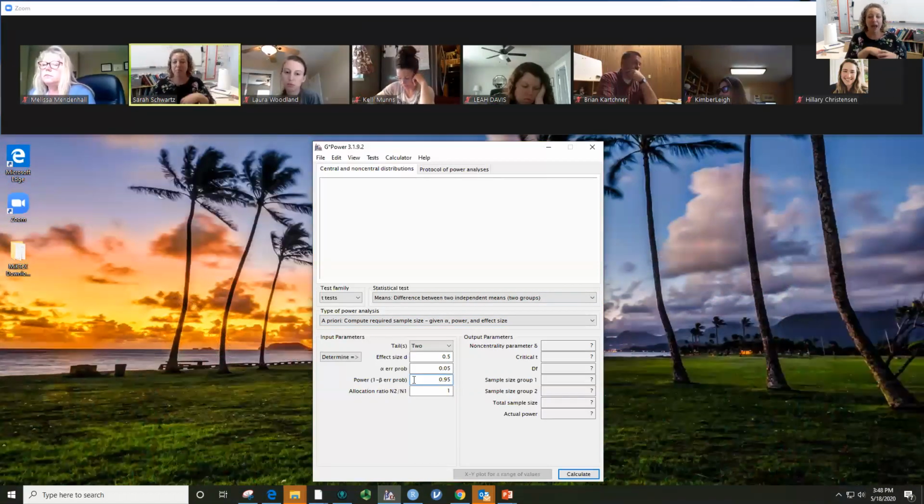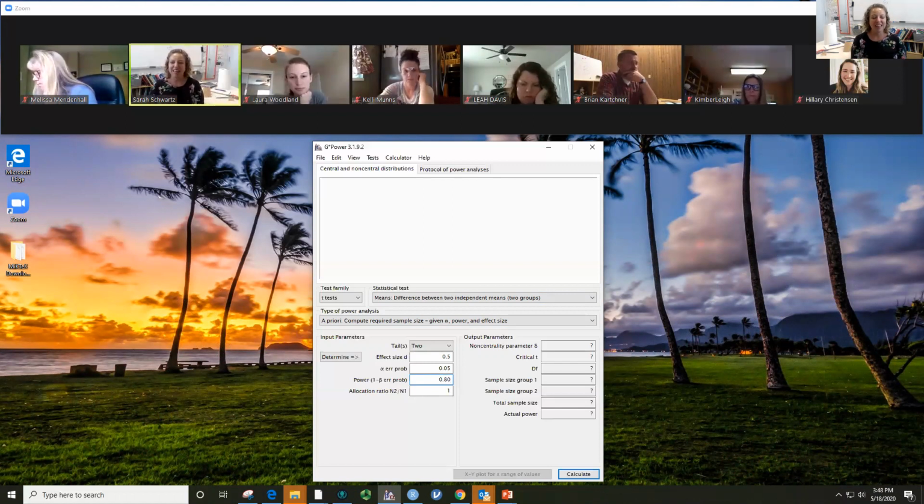The next thing down, power, 1 minus beta. By default, it sets power to 95. I have never seen anyone require 95% power. We're going to change that to 80. And then the last thing there, look what it says. It says allocation ratio, N1, N2. Now these are the sample sizes.